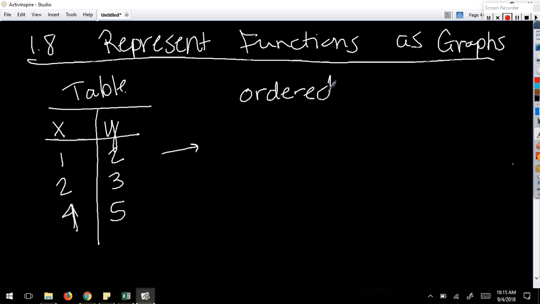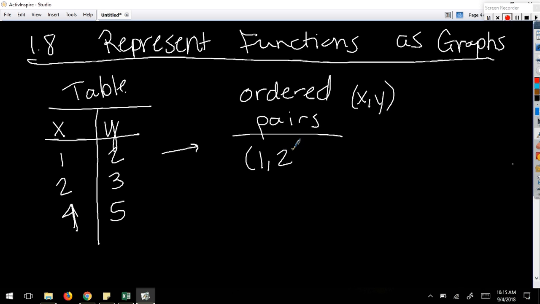Now, what do I mean by ordered pairs? What's an ordered pair? It's when you graph it. It's the X and the Y put together. Right? So when I look at this table, I see 3 ordered pairs here. Do you also see 3 ordered pairs? Yes. 1, 2, 2, 3, 4, 5. Good job.